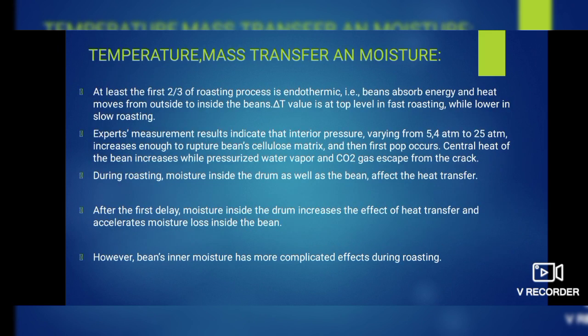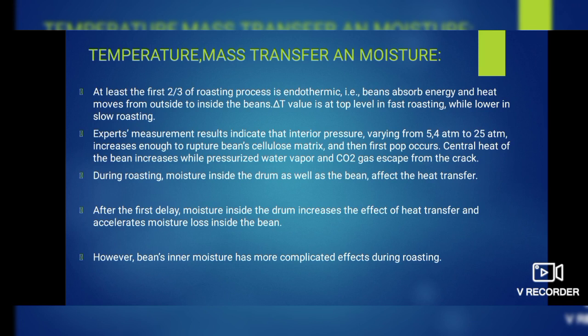Temperature, mass transfer, and moisture. At least the first two-thirds of the roasting process is endothermic. Beans absorb energy and heat moves from outside to inside the beans. The delta value is at a top level in fast roasting while lower in slow roasting.